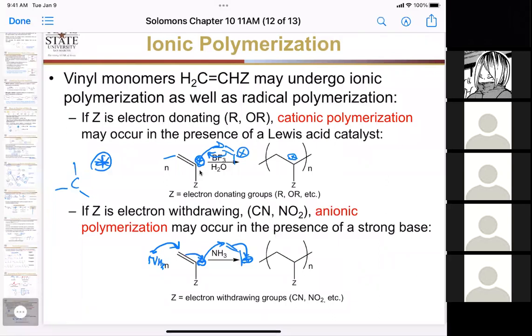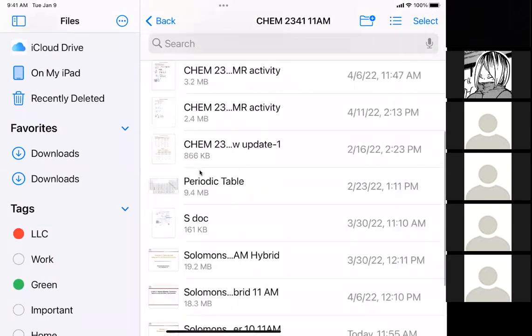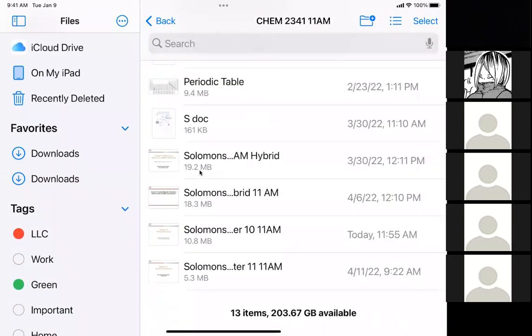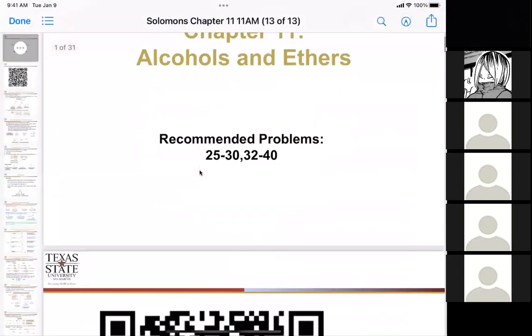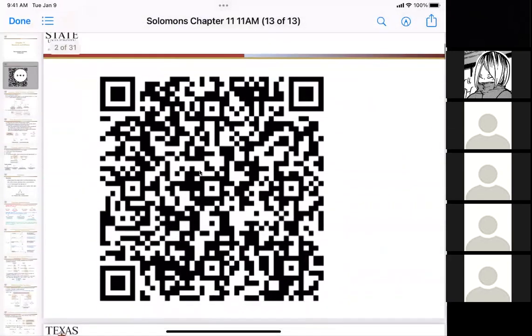Okay, so let's move on to chapter 11. Chapter 11 is a long one. We've got a lot of new reactions here. And we'll start with taking roll.